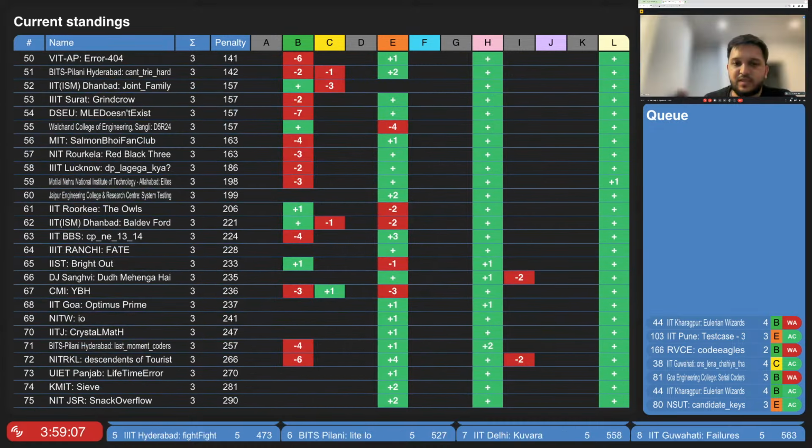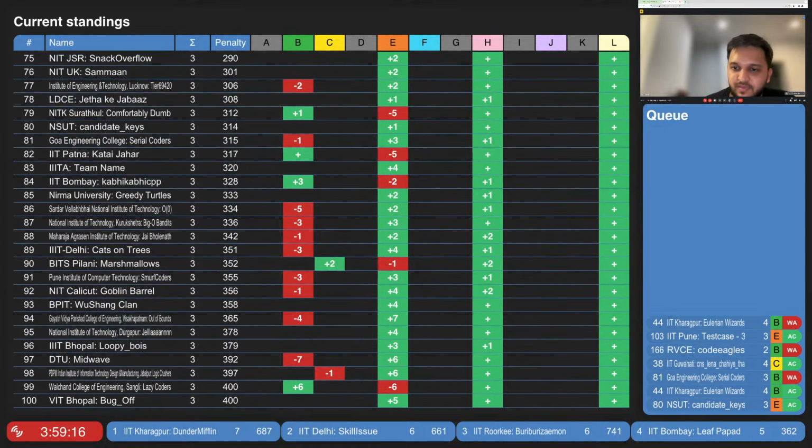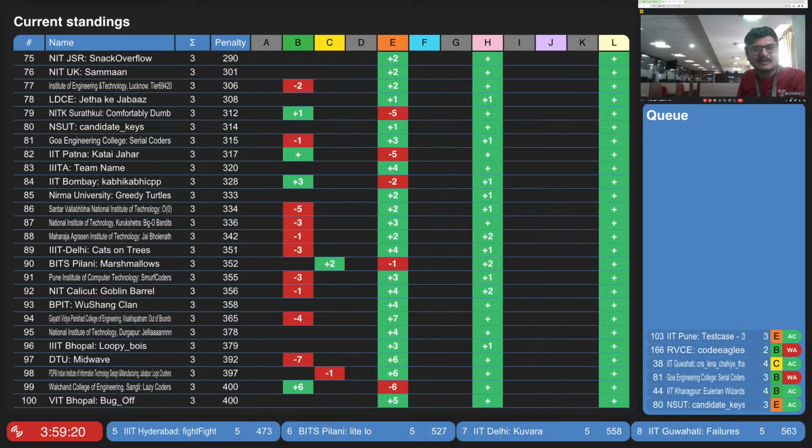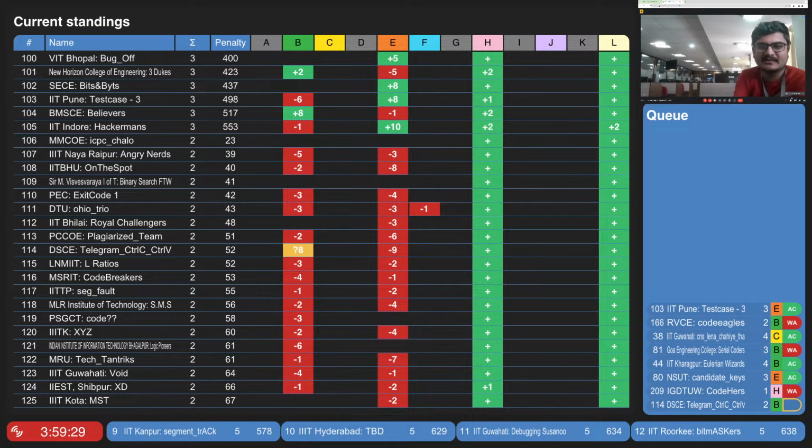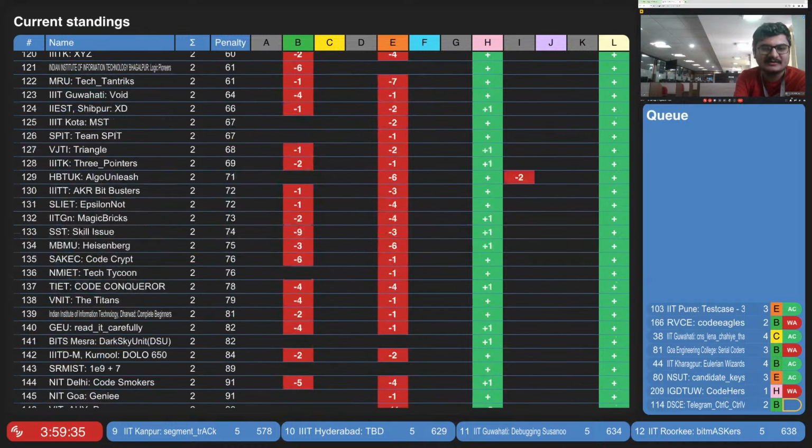So, any final predictions, Aryan, about who will be rank one or rank two? Do you think Skill Issue can catch up? No, I don't think Skill Issue can catch up. If we look at the time, Skill Issue won't be able to catch up on time penalty, and if they want to win, they will have to solve two problems.